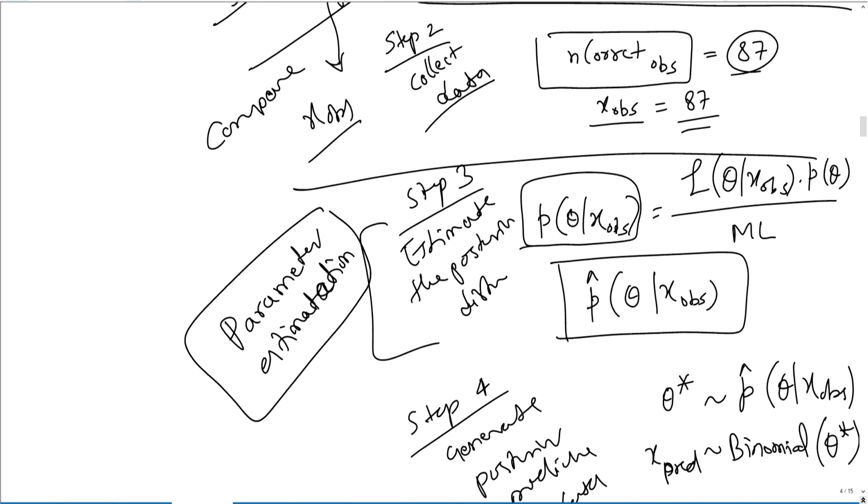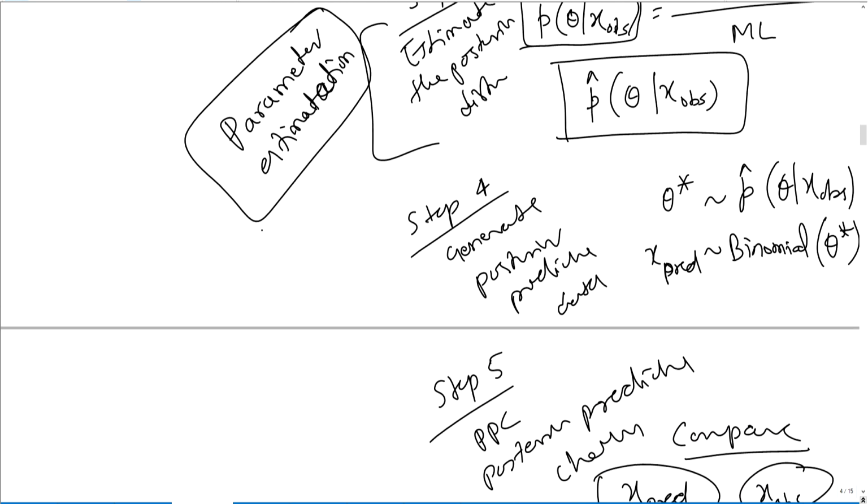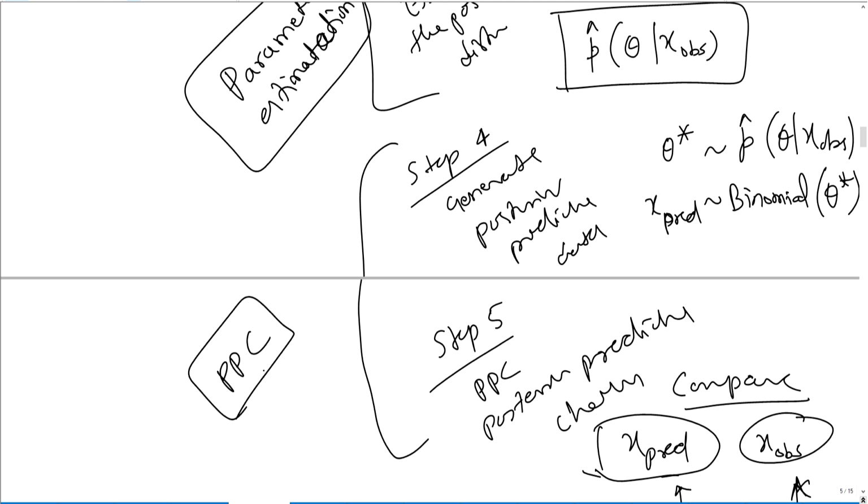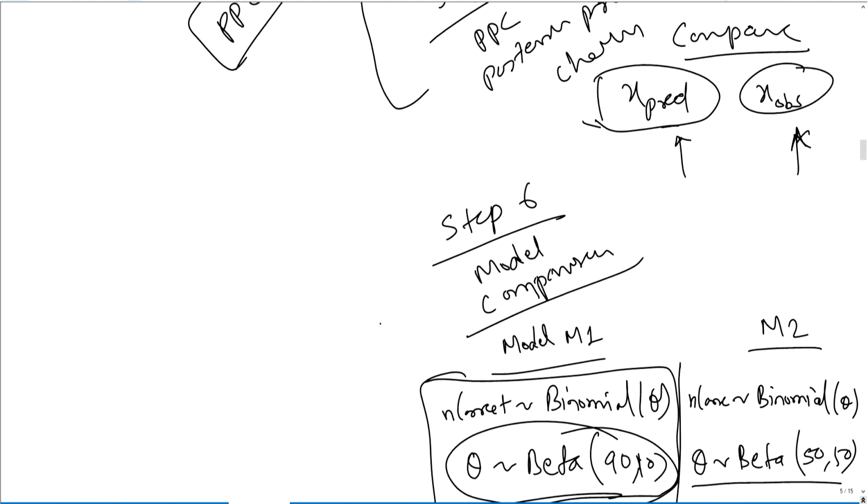This step is called parameter estimation. And then you generate posterior predictive data and you compare it against observed data. So, this is called posterior predictive checks. These are useful for checking whether our likelihood assumption is reasonable or not.